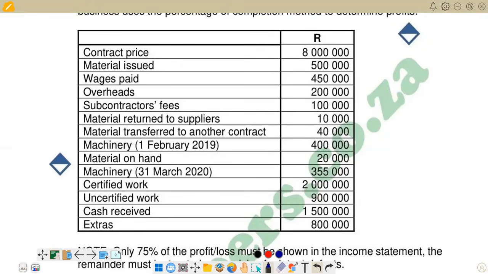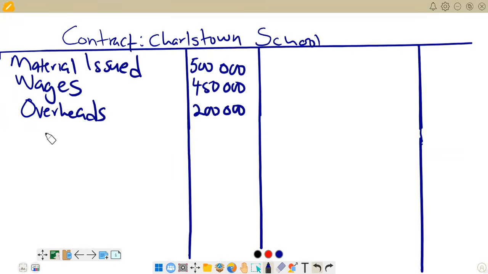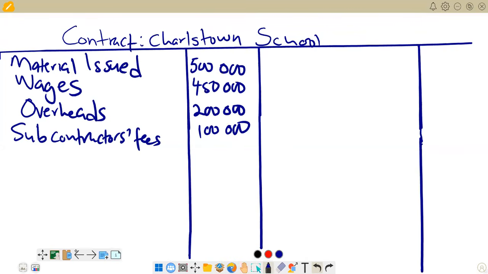After that, we've got also subcontractors fees. Remember, these are also costs. So we're going to enter them again on the debit side, the subcontractors fees. So here we've got subcontractors fees, and we've got an amount of 100,000. Right. Then we check again all the figures that we have there.